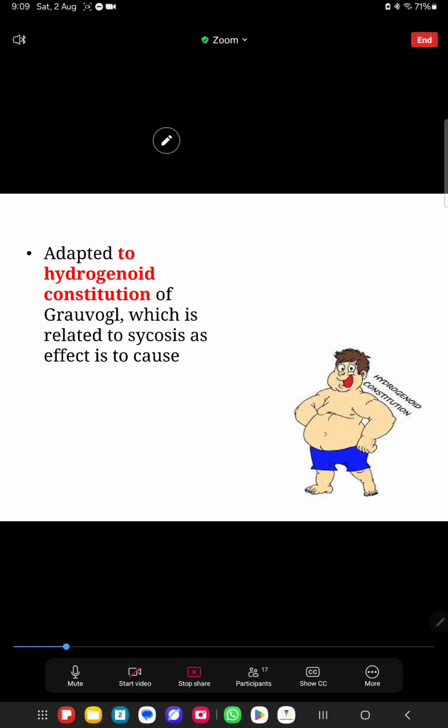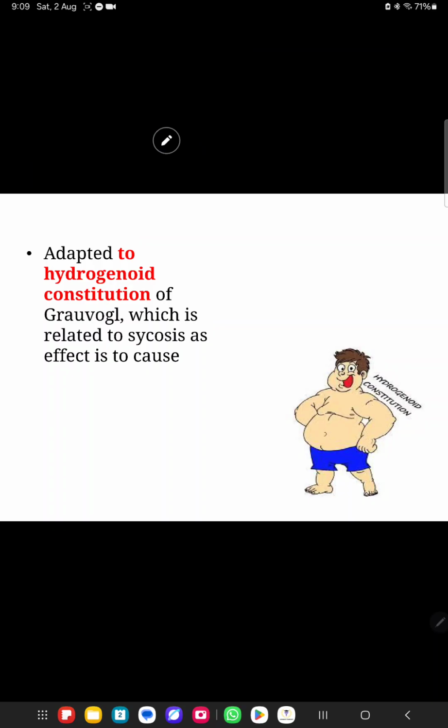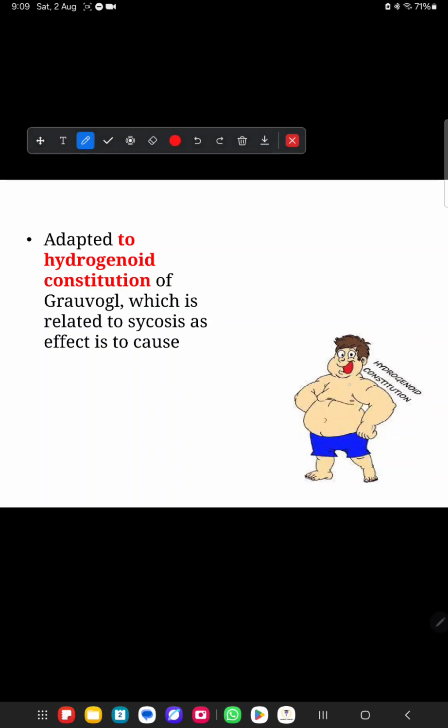If the patient is coming to you suffering from suppressed gonorrhea, and this patient has aggravation from the hydrogenoid constitution, then only we can think about this medicine. If we look at the appearance of the patient, you will find a fatty, flabby look, like Lord Ganesha. You will see a big belly, and the patient will be fat.